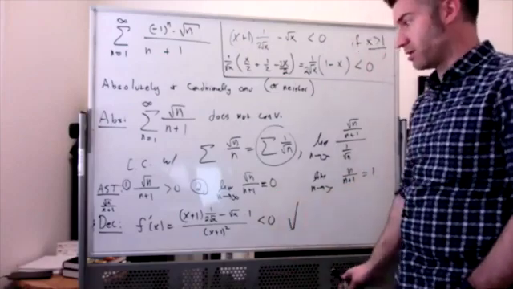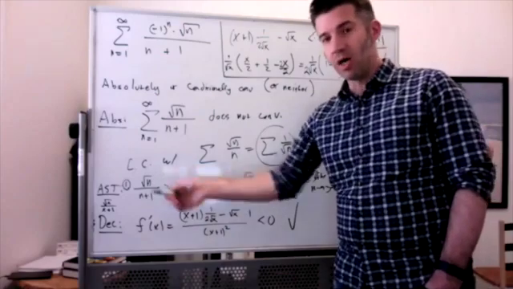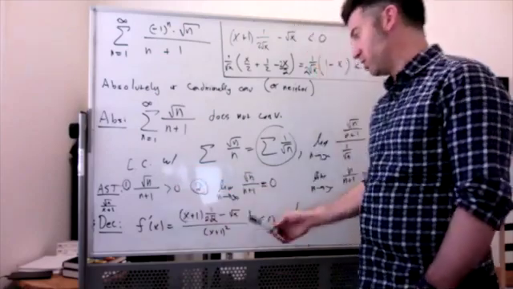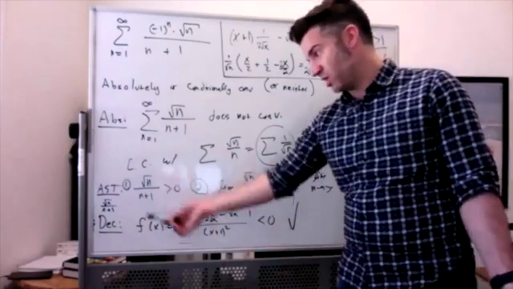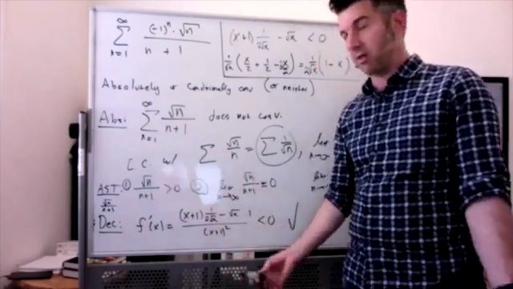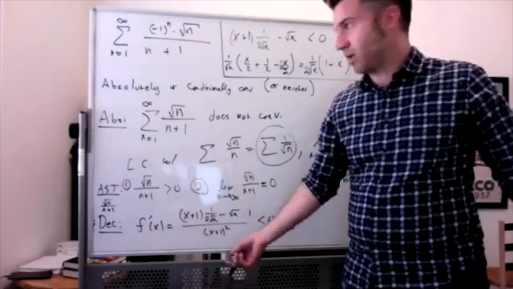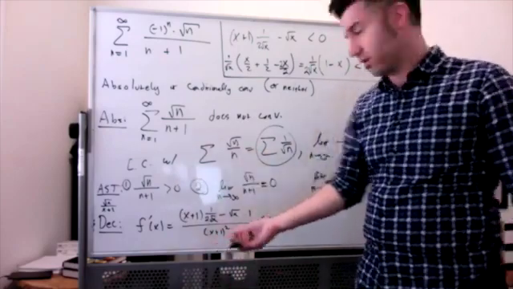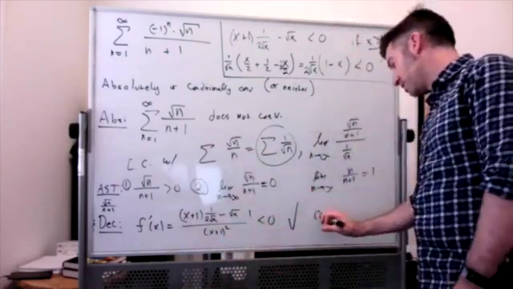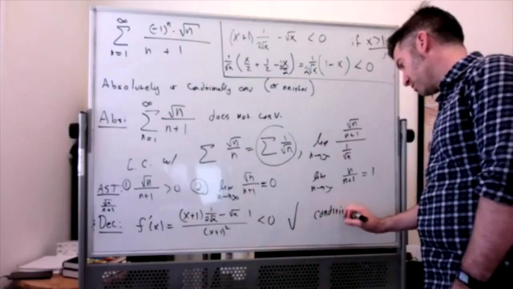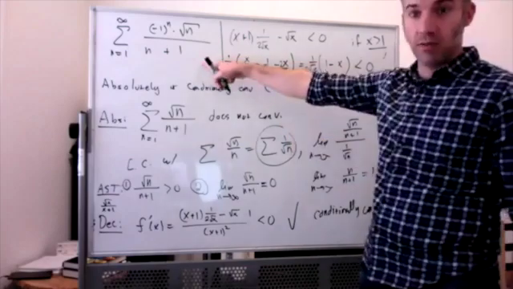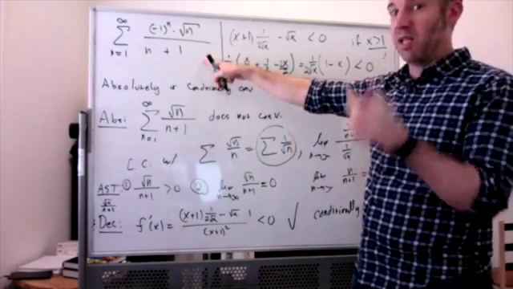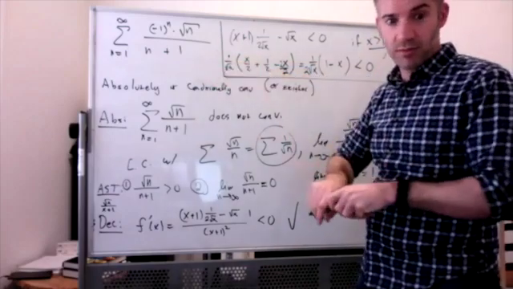So we showed the things. We showed that the non-alternating part was always positive. We observed that the limit was 0. And we did show that this function is definitely decreasing as long as n is bigger than 1, which is perfectly fine. It has to be decreasing after some point. So this is conditionally convergent. It does converge, but it does not absolutely converge.